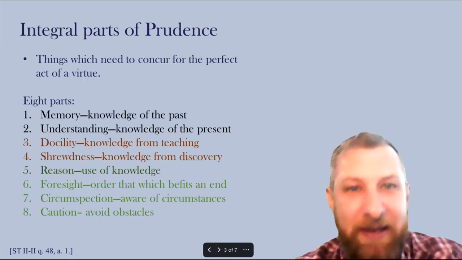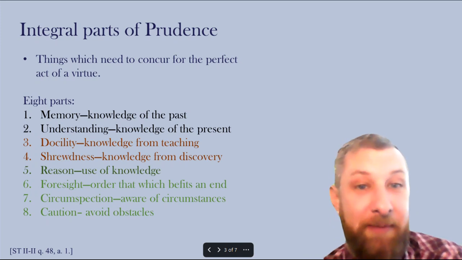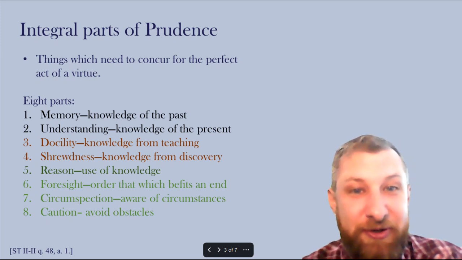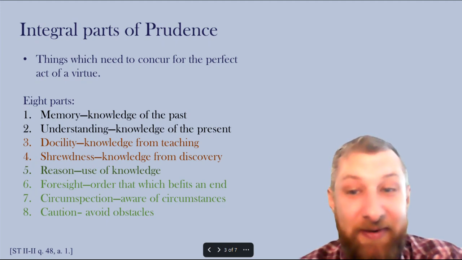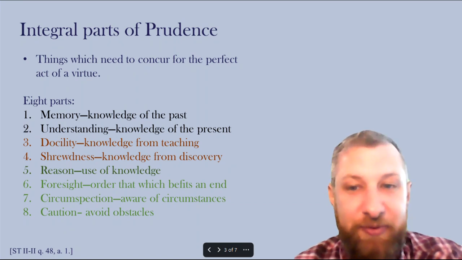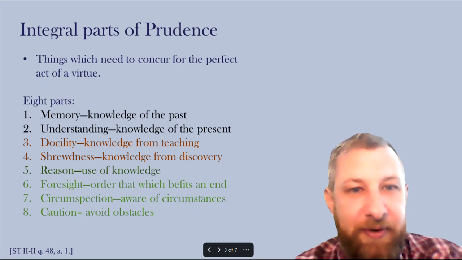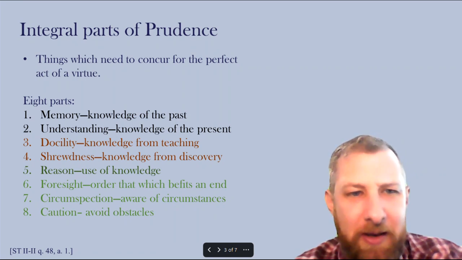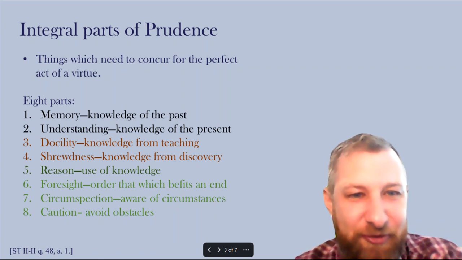When we look at the integral parts of prudence, again, this is like the walls and the roof and the floor. They are things which need to concur for the perfect act of virtue. So they're necessary for it to be perfectly called the virtue, which in this case is prudence. There are 8 integral parts of prudence. These 8 parts are also broken into 3 sections, and I've indicated these 3 sections with 3 different degrees of color.